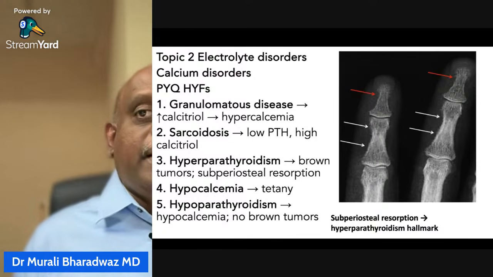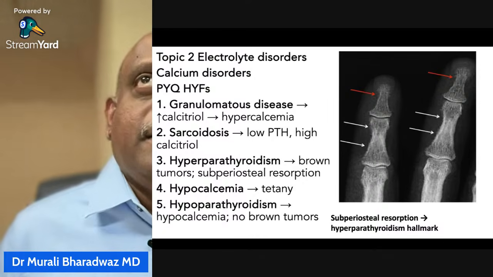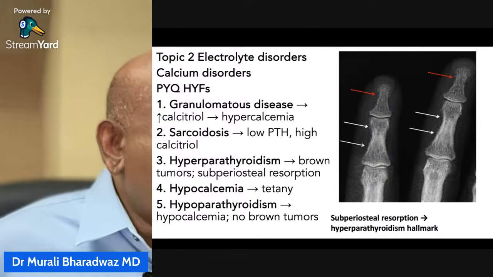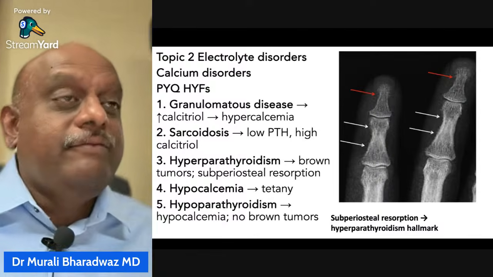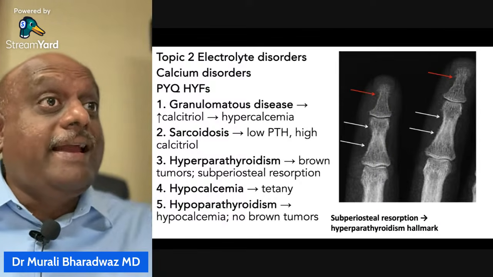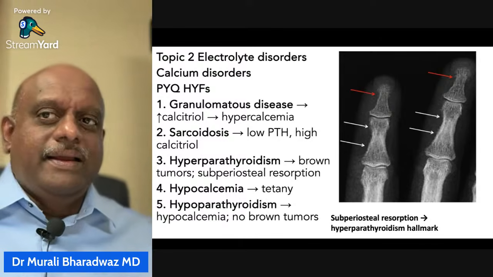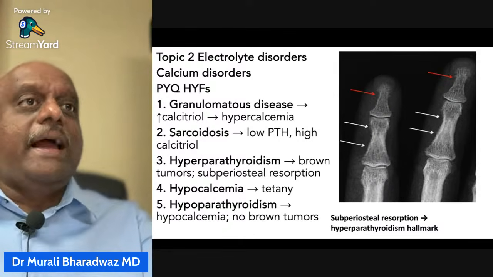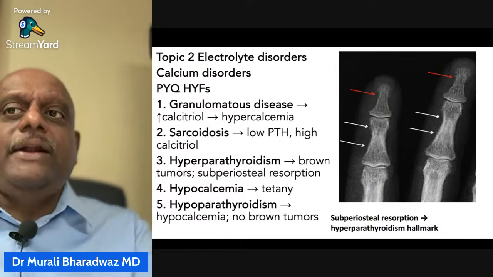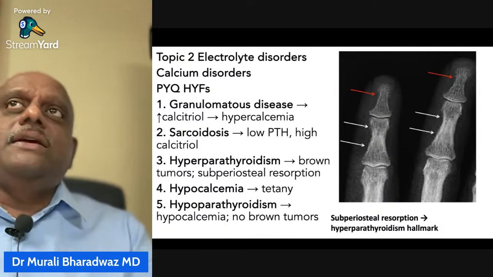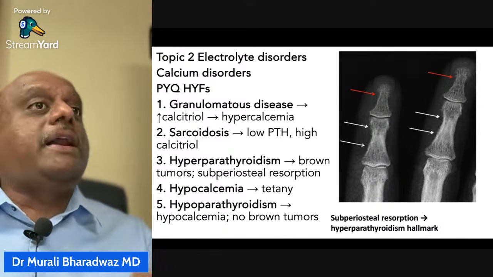Sarcoidosis. There, the macrophages in the granuloma will produce a vitamin D-like substance. That increased calcitriol will lead to hypercalcemia. That's the reason hypercalcemia is found in sarcoidosis.